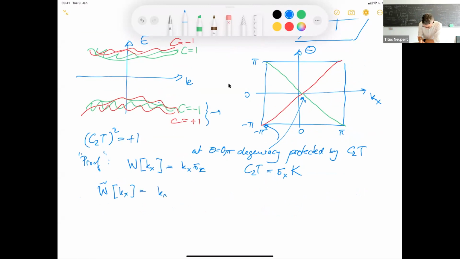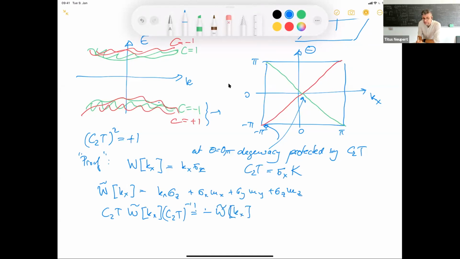So I start with Kx sigma z. Now I want to put the mass term potentially, sigma x mx plus sigma y my plus sigma z mz. But of course I want C2T of W of Kx, or W tilde of Kx, and C2T inverse, I want this to be minus W tilde of Kx. And you remember that was the transformation property of the Wilson loop that we had noted yesterday for C2T symmetric systems.